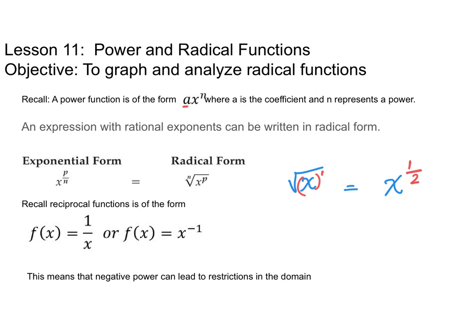Also remember that a reciprocal function is of the form 1 over x, and another way of writing that in terms of exponents is with negative exponents. So x to the negative 1 power means 1 over x. This means that a negative power can lead to restrictions in the domain, because remember, 0 can never be the bottom of a fraction.